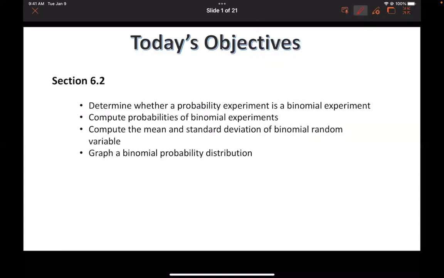So anyway, we're going to talk about what a binomial experiment is. Then we're going to compute probabilities of binomial experiments, and then look at the mean and standard deviation of them. And we're going to graph it. I'm never going to make you graph them, but we are going to graph one.